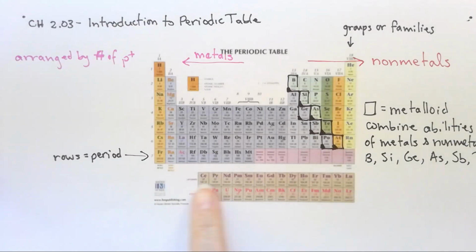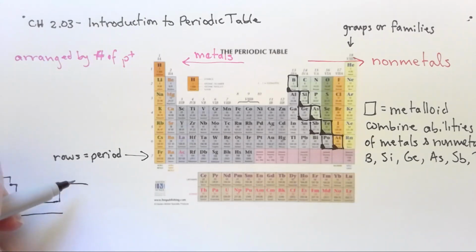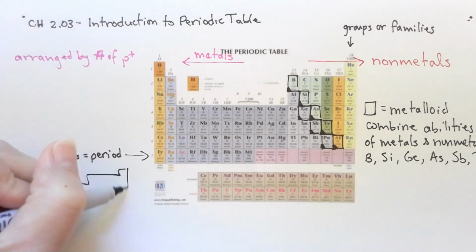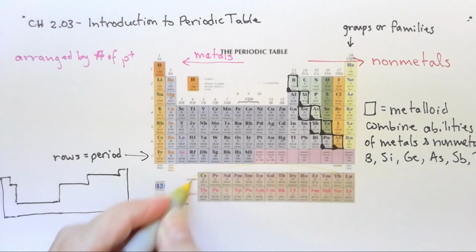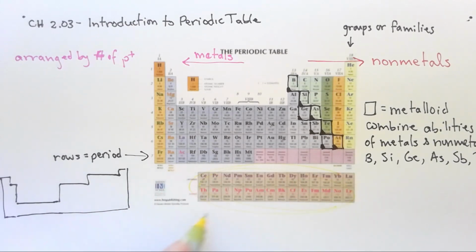Well, what's up with these elements down here? On the previous page, you have a periodic table, and I'm going to try to freehand sketch this. I'm going to draw, come down here like this. If we took a regular periodic table, it would look like this. Where this section here is actually here.